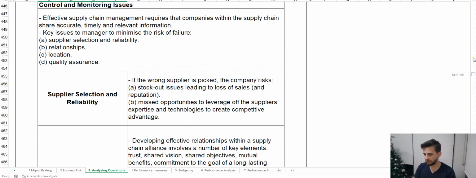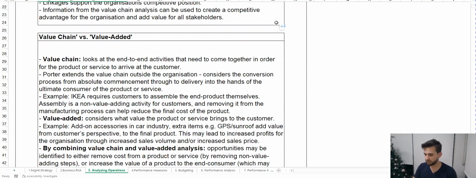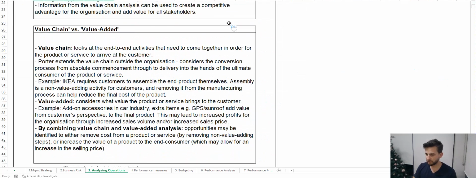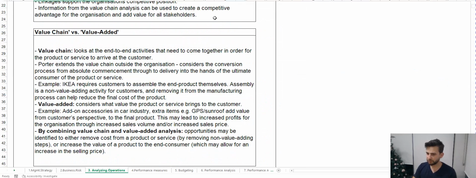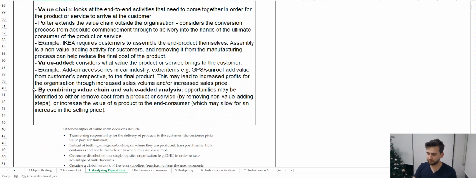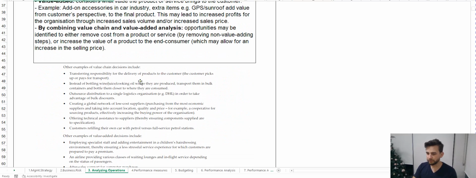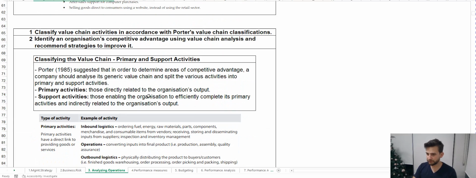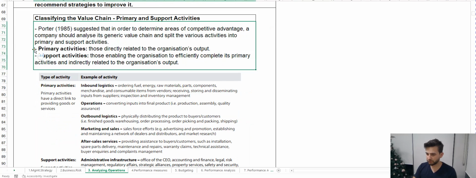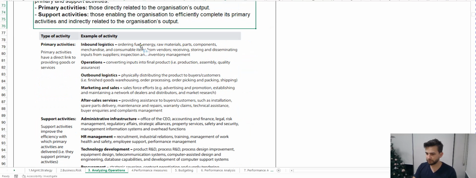Okay, so that's the end of chapter 3. There's not a lot of value, but if we just quickly do a recap here, we talked about the value chain versus value add. So this is the end-to-end activities, whereas value add is what you can add on top to improve the value for the customer and therefore drive sale prices. We talked about some examples of each for those. We also split the value chain into primary activities and support activities, and then just went through examples of this.